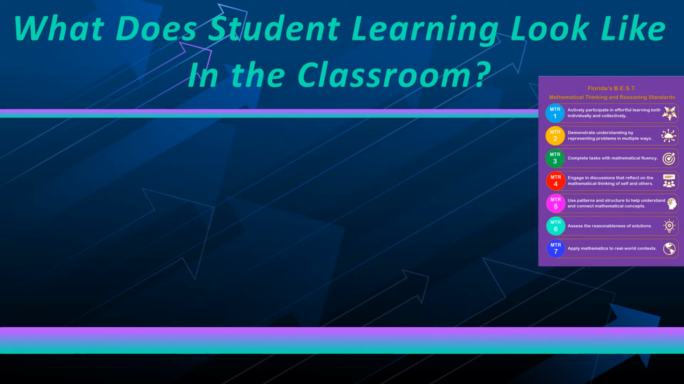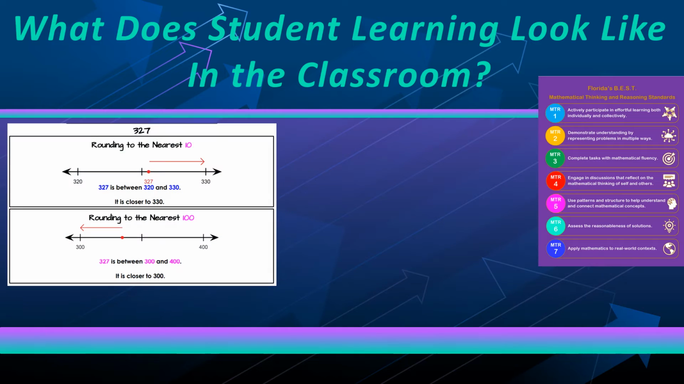What does student learning look like in the classroom? The first thing you would expect to see are number lines. As students are learning how to round and make sense of it, they would be using a number line. In this example, we have the number 327 rounding to the nearest 10. As students are first learning, the benchmark tens might be provided for them. As they gain confidence in rounding, the students would be generating those benchmarks, finding the midpoint, placing their number on the number line, and then using that to determine which 10 is closer for rounding the number.